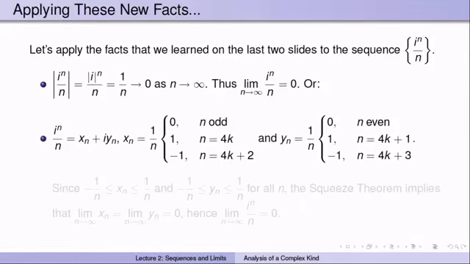What is the real part of i to the n over n? Well, it depends. i to the n, remember, is just i when n is equal to 1. It's minus 1 when n is equal to 2. It's minus i when n is equal to 3. It's 1 when n is equal to 4. And again i, minus 1, minus i, 1, and so forth.